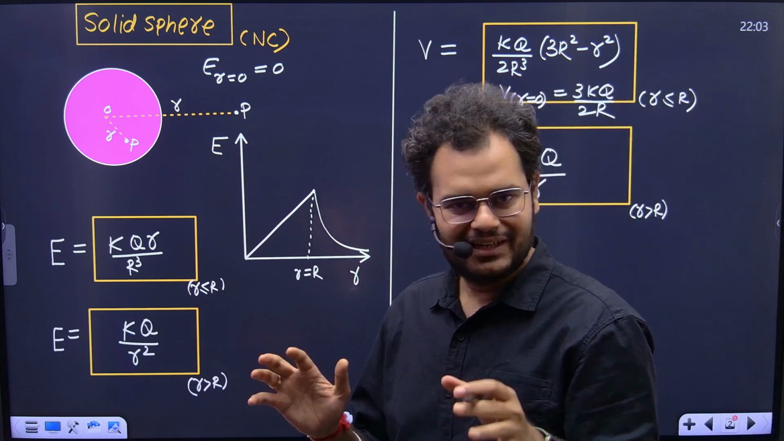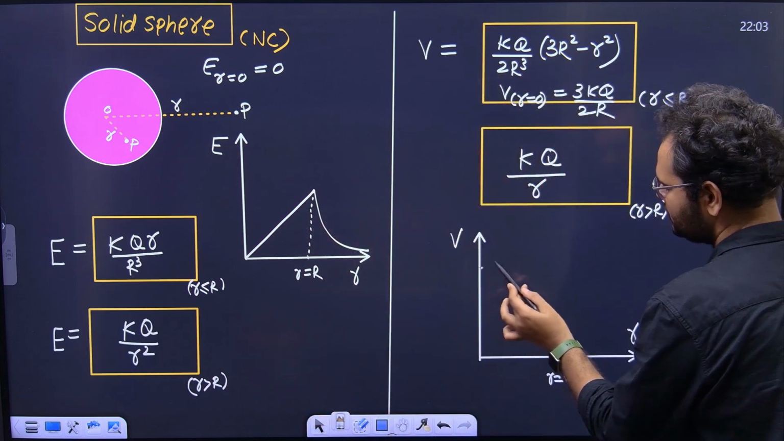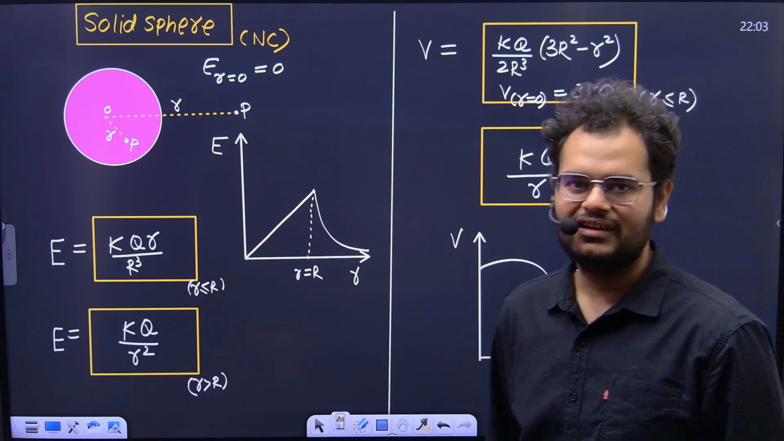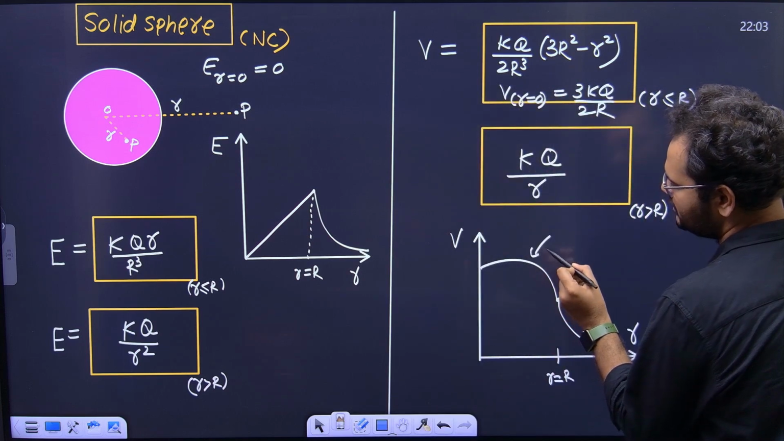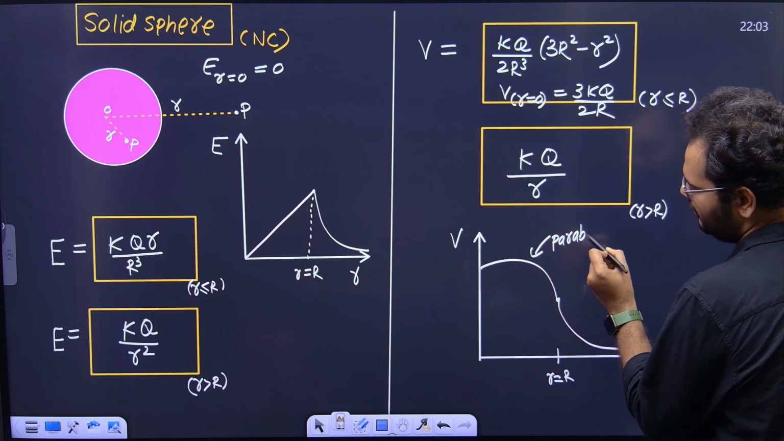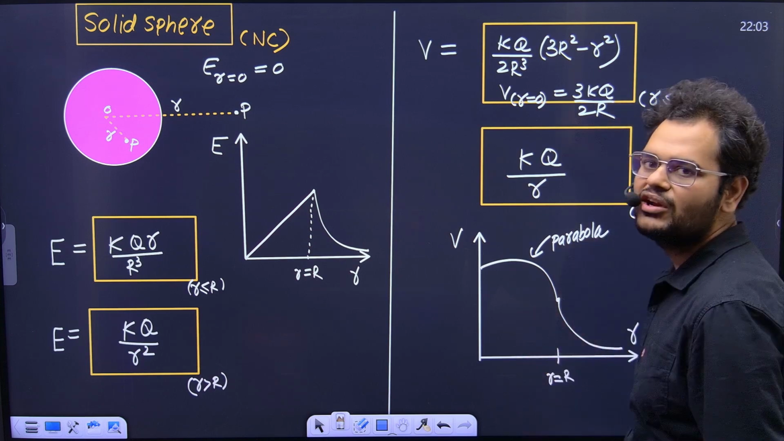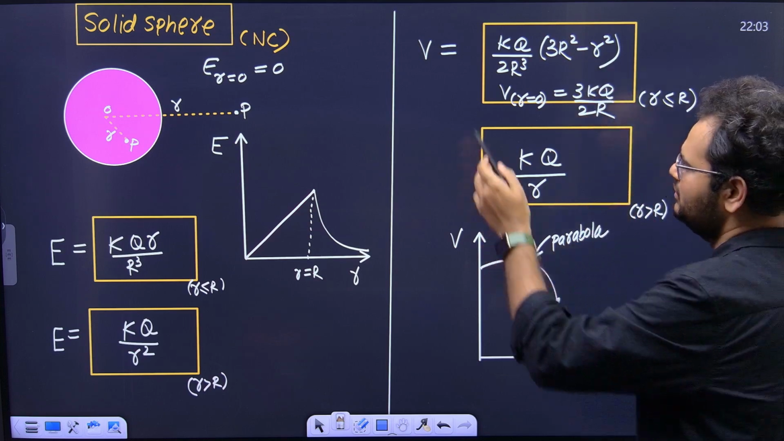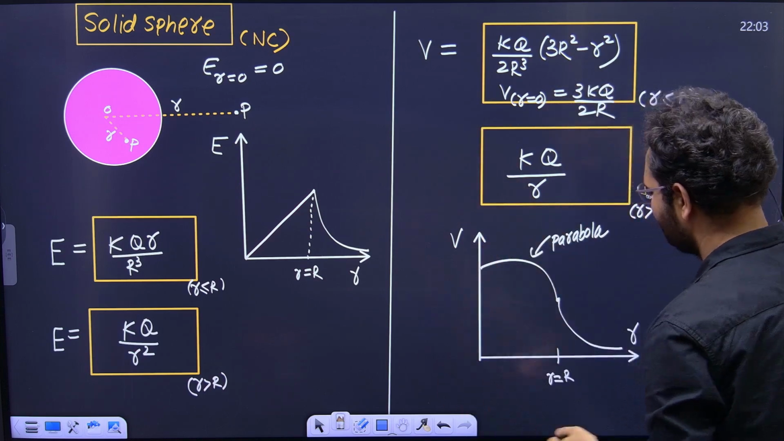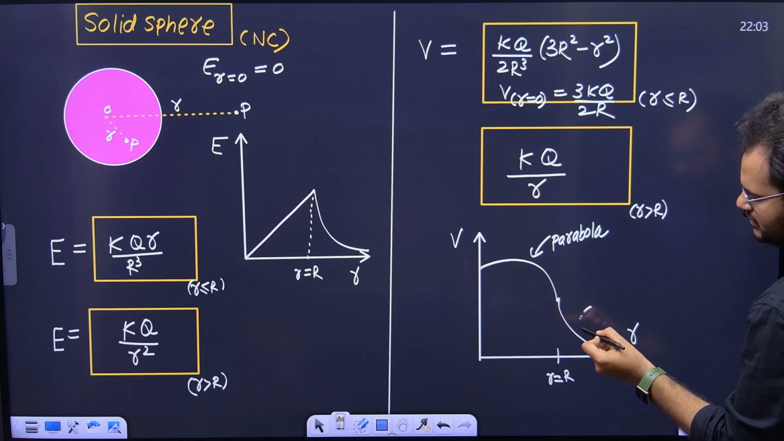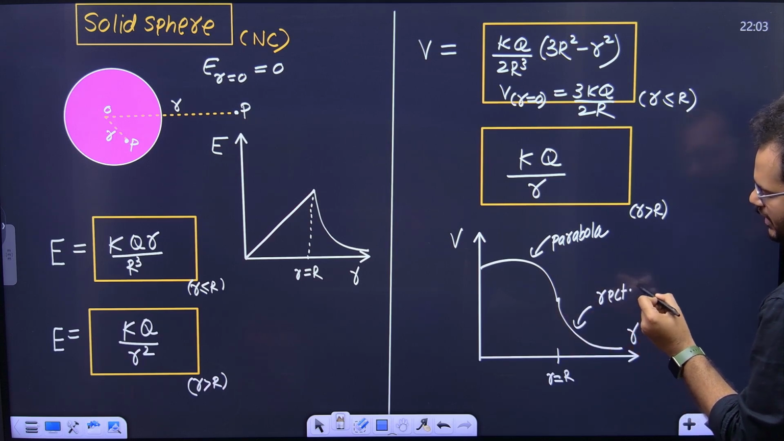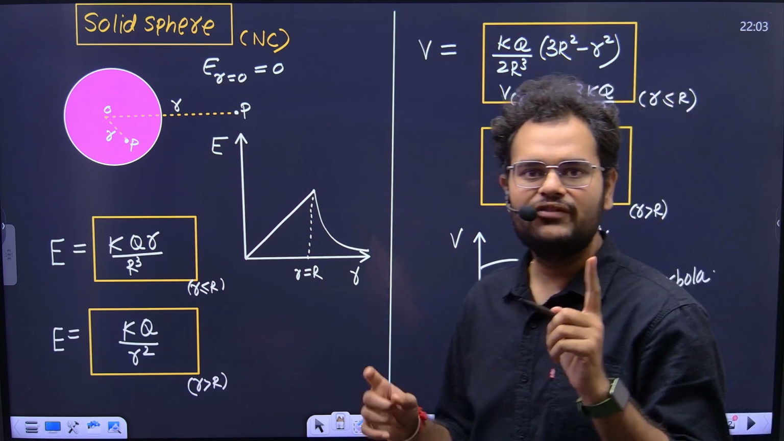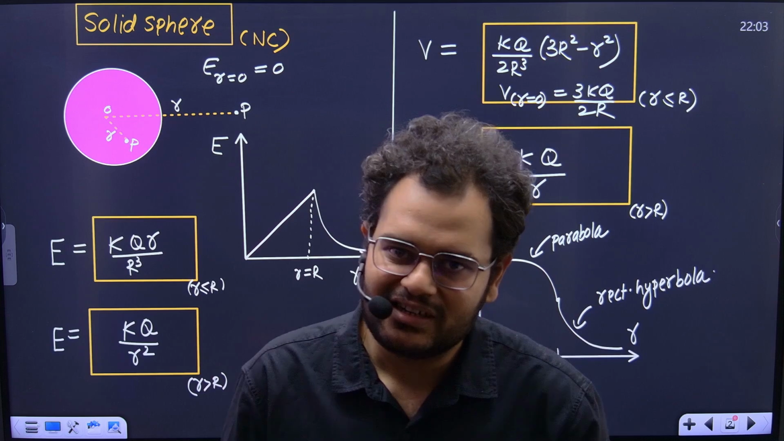Now you don't have to remember the graph exactly, just remember the nature. First it will be something like this and then it will decrease. So this is an approximate graph. What is the nature of this graph? The first half is a parabola, till small r equals capital R. Why parabola? Because r square is there. This is y and this is x, so the square is there, that's why parabola. And this is a rectangular hyperbola. So are we very clear with the graphs and formulas for the solid non-conducting sphere?